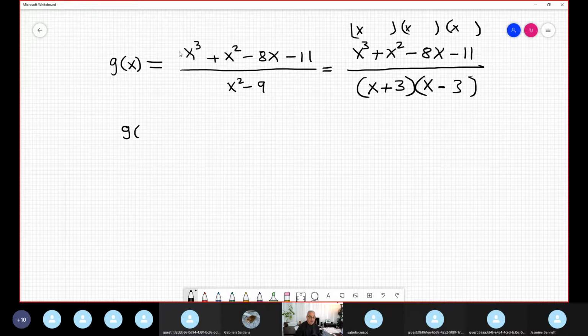To find the Y-intercept, you evaluate at 0. In the top, we have negative 11, at the bottom, we have negative 9. It's 11 over 9, okay, and the decimal is 1.2 repeated. Therefore, our famous Y-intercept is the point 0, 1.2 repeated.